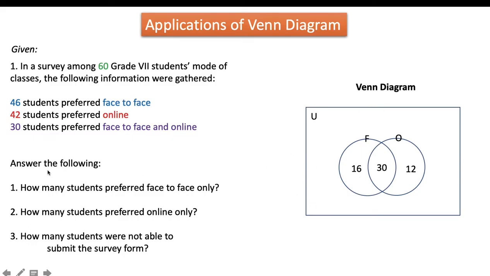We are now ready to answer the following questions. In question number 1, how many students preferred face-to-face only? So in this case, our answer is 16. Number 2, how many students preferred online only? So our answer here is 12.